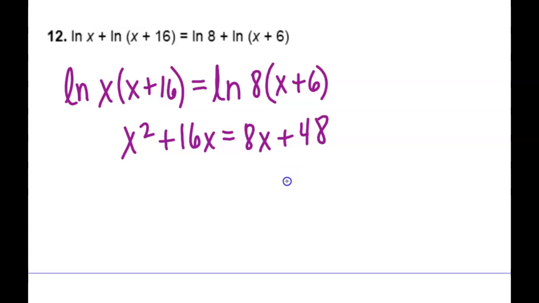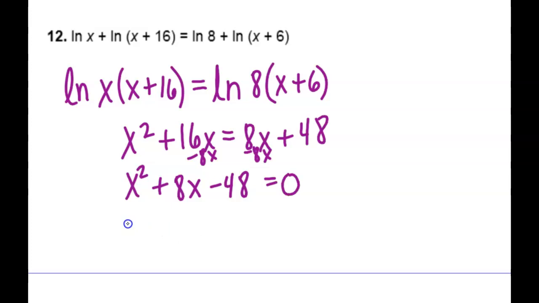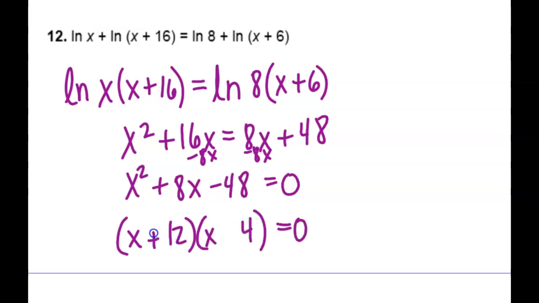What do I do next? Yeah, I got to get it equal to 0, so I'm going to subtract 8x's, which will give me 8x left over there, and then I subtract the 48. Factors of 48 that differ by 8. 12 and 4, good call. Plus 12 and minus 4. So we get x equals negative 12 or x equals 4.